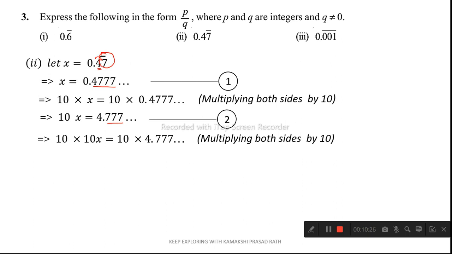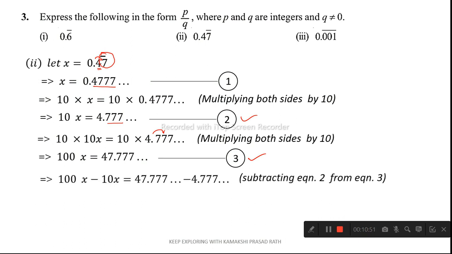When you again multiply equation 2 by 10, 10 into 10x becomes 100x. Now 100x becomes 10 into 4.77. The point will move just one place, so that becomes 47.777. Now that is equation 3. Comparing the three equations, equation 2 and equation 3 have the same decimal places.